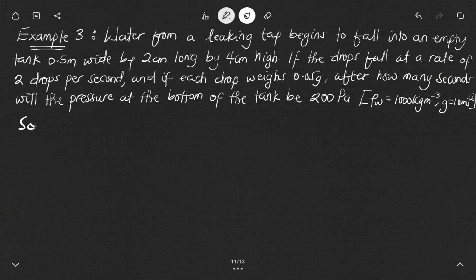Right, so the first thing I do is I write down my solution, and then I collect the parameters or the things that have been given in the question. So the water from the leaking tap begins to fall into an empty tank of 0.5 meters wide. So the dimensions that I have is 0.5 meters wide, by 2 centimeters.